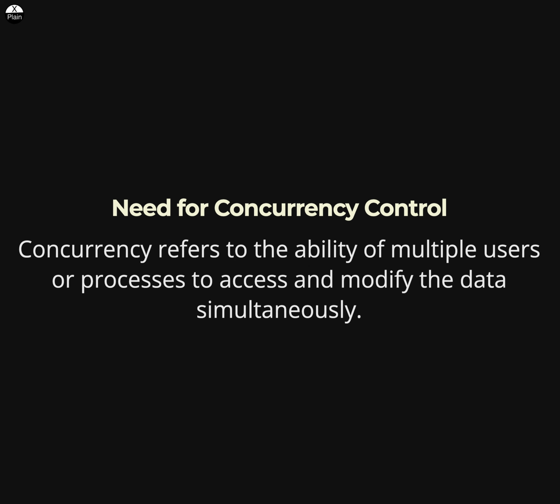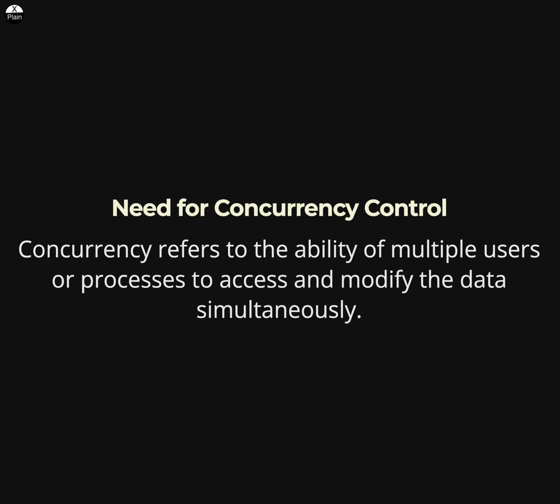In a database, concurrency refers to the ability of multiple users or processes to access and modify the data simultaneously. Concurrency control is the process of managing access to shared data in a database to ensure that multiple users or processes can access the data concurrently without causing conflicts or inconsistencies.